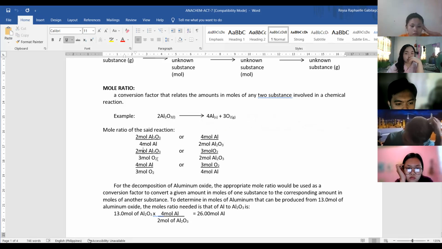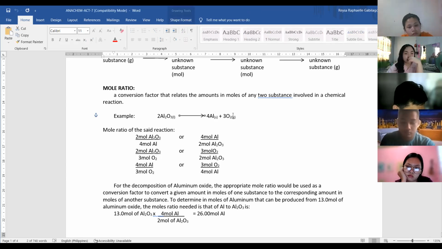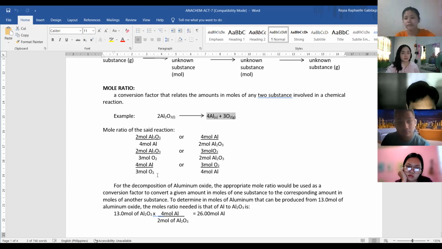And then another possible mole ratio, yung 2 moles ni aluminum oxide will also yield 3 moles of oxygen, or vice versa. Sa taas si oxygen, sa baba naman si aluminum oxide. And then, lastly, we can also have mole ratio between products. So 4 moles of aluminum is to 3 moles of oxygen. Again, pwede din siyang baliktarin.